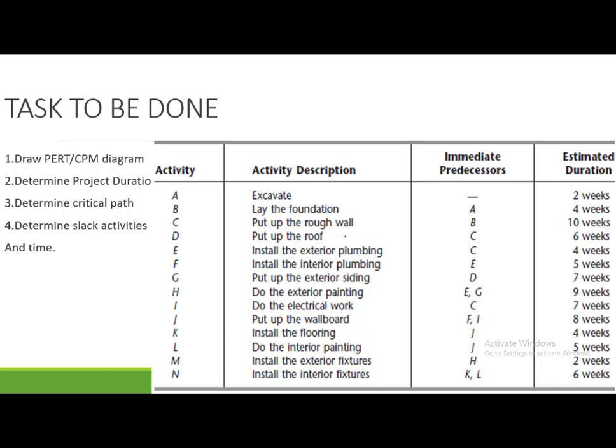So having gone through that, I would want us to try this one. Draw the Pert/CPM diagram. We have determined the steps that you are supposed to follow. Determine the project duration for this particular task. Determine the critical path. Determine the slack activities and their overall duration. Now, something to emphasize here, this is F and I, capital I. This is J.